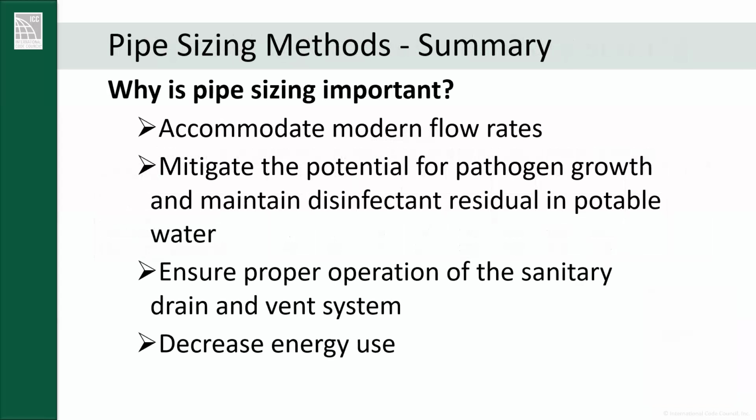So again, to summarize, why we're looking at this and why we're developing ICC 815 is because current pipe sizing methods are not appropriate for the flow rates that we have today, the modern flow rates. And we have to address this because there's a real serious issue with pathogen growth within the piping system.